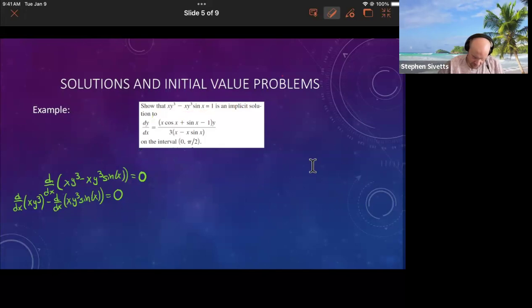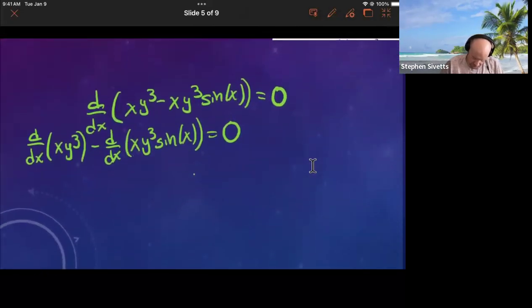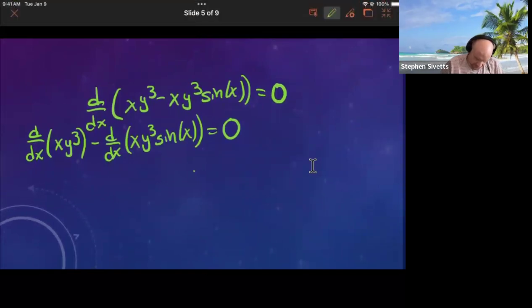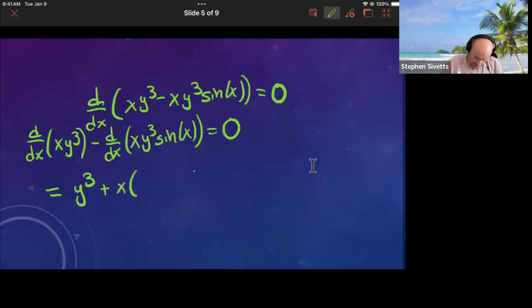Okay, so by the product rule, let me zoom in here. We'll have that this quantity will equal, by the product rule, y cubed plus x times 3y squared, but y is a function of x, so we have to use the chain rule. So we have to tack on a dy/dx term, right?